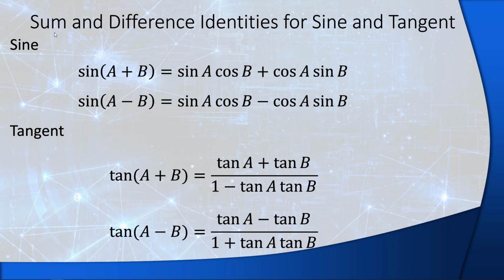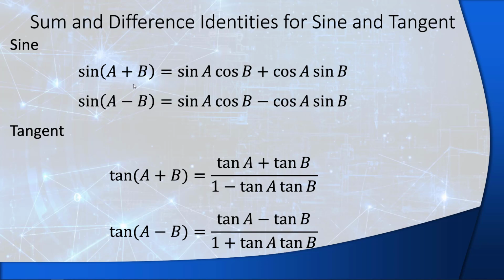Now we want to talk about the sum and difference identities for both sine and tangent. And these are the sum and difference identities for sine, and these are the sum and difference identities for tangent. Once again, we're not going to derive them, we're just going to state them, and we're going to talk about how to use them.